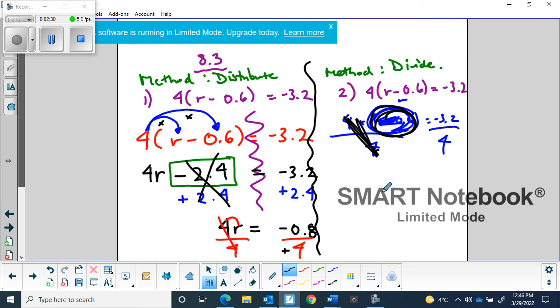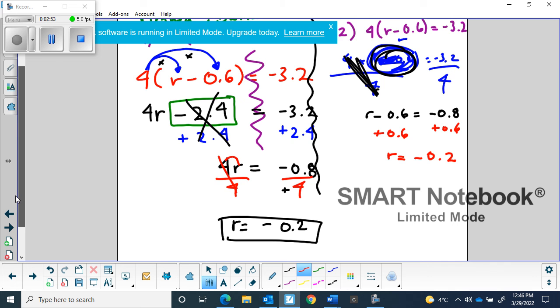So then all we'd be left with is whatever this is. And when I do that, this would be r minus 0.6, and negative 3.2 divided by 4 would be negative 0.8. And now, all we actually have to get rid of is this constant by adding 0.6 to both sides. And r would be equal to negative 0.2. Sorry, that's hard to see.